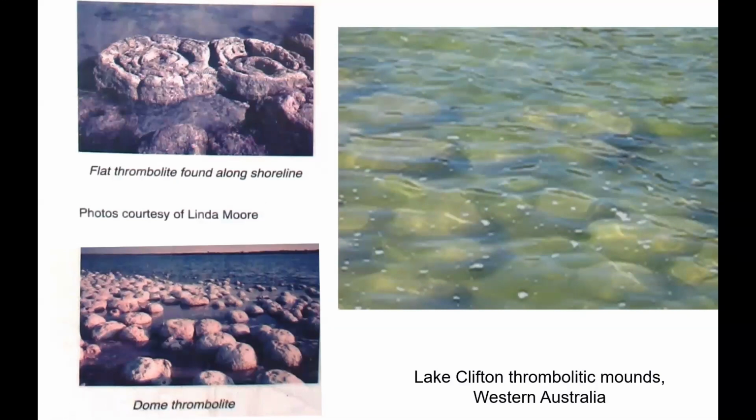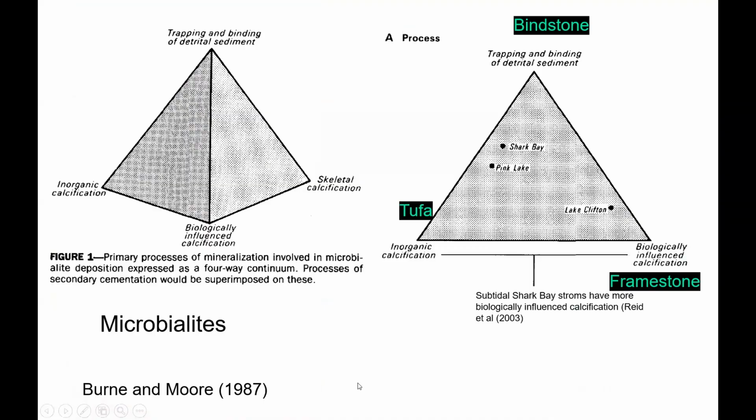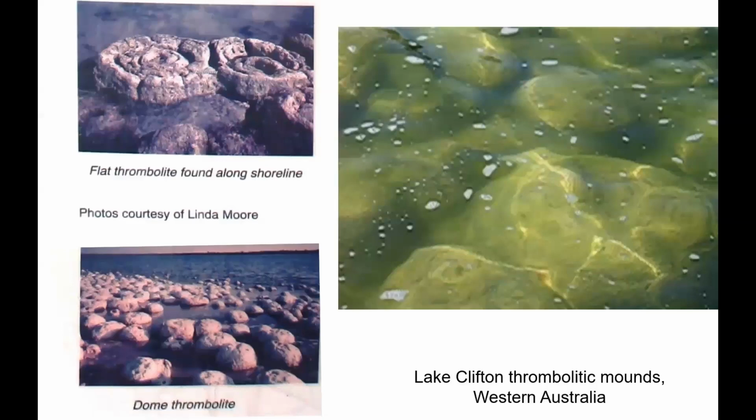So thrombolitic structures are actually quite well developed today. Now, they tend to have a more complicated community of organisms in them than the stromatolites. They tend to be algae and some protozoans and other things in there. So they're not as simple as the microbial mats that form stromatolites.